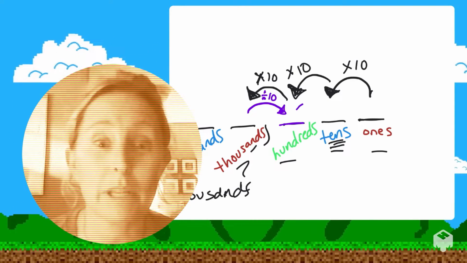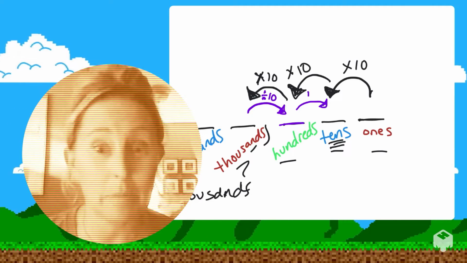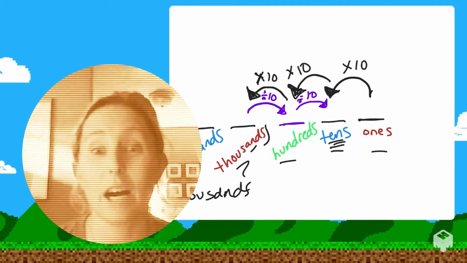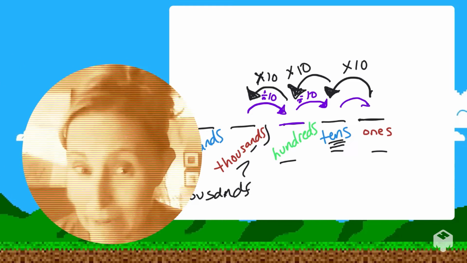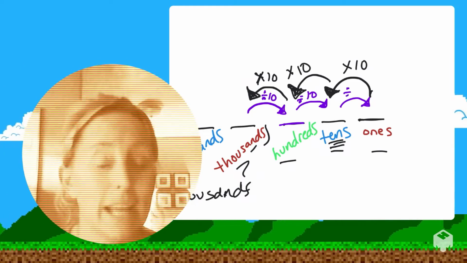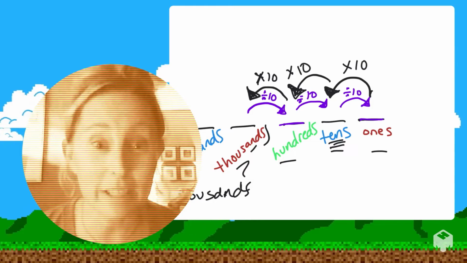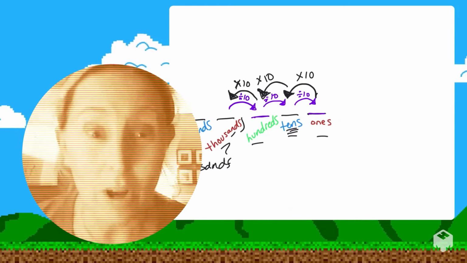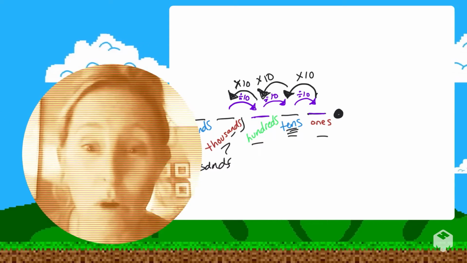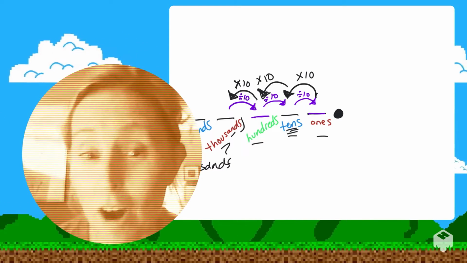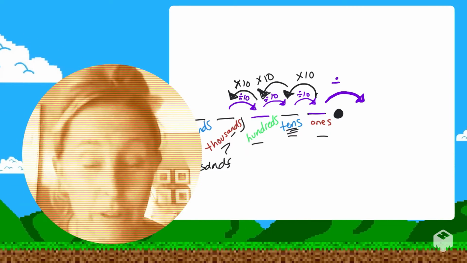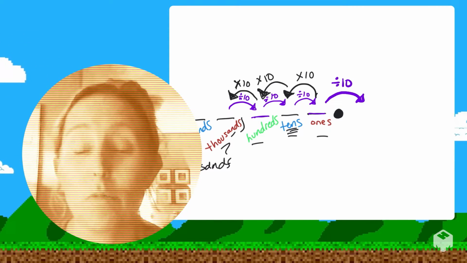So if you split $1,000 between 10 people, everybody would get 100. If you split $100 between 10 people, everyone would get a $10 bill. And finally, if you had a $10 bill and you split it between 10 people, everyone would get $1. Well, what would happen if we took that $1 and we split it between 10 people? We can do that. It would just be an amount less than 1.